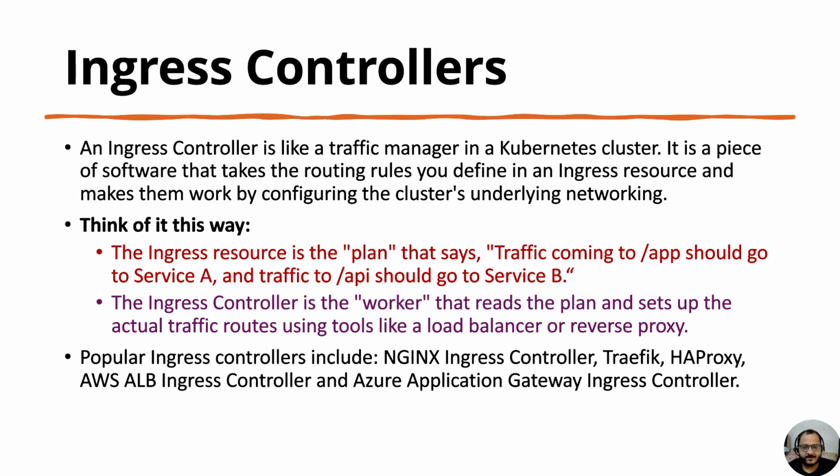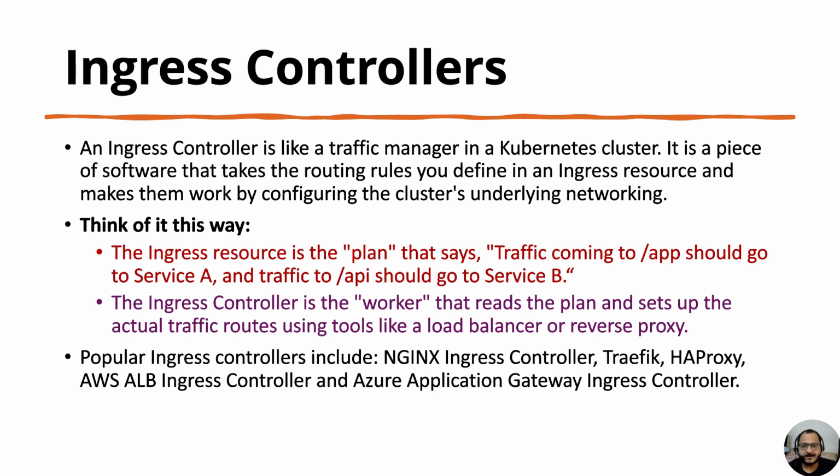Think of it this way: the ingress resource is a plan that says traffic coming to this particular app should go to a certain place, and the ingress controller is a worker which reads the plan from the ingress resources and actually does the task we have defined in them. So ingress resources and ingress controller are both dependent on each other. Without either one, nothing will work.